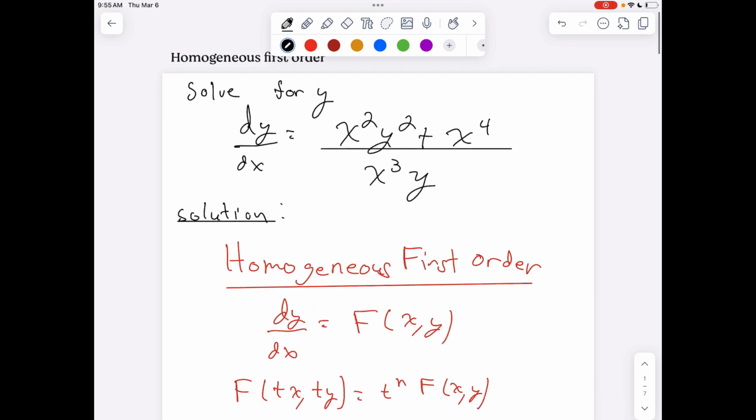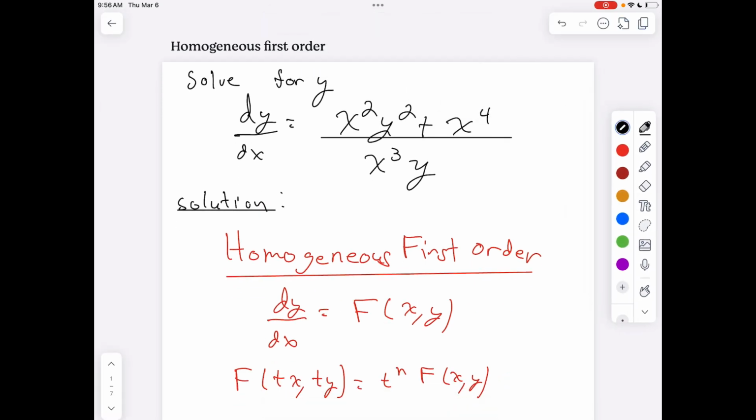Hello everyone. So today we're working with a homogeneous first order equation. We're going to solve for y, where dy/dx equals (x squared y squared plus x to the fourth) over x cubed y. So how do we know it's a homogeneous first order equation?